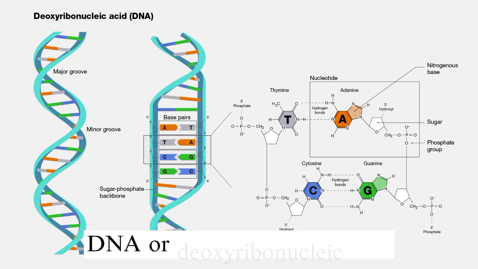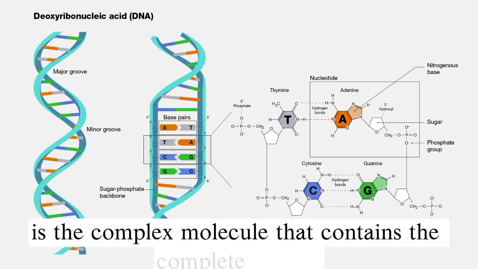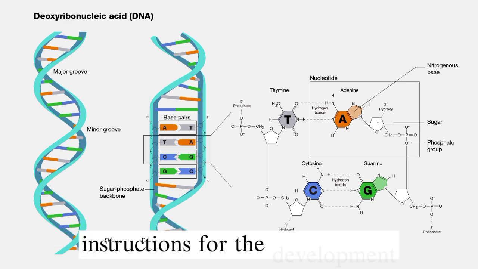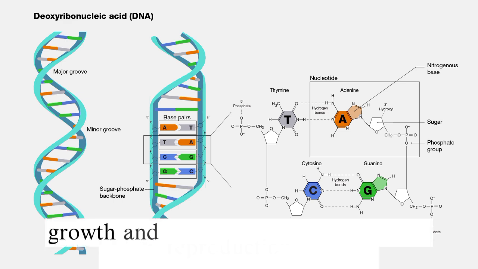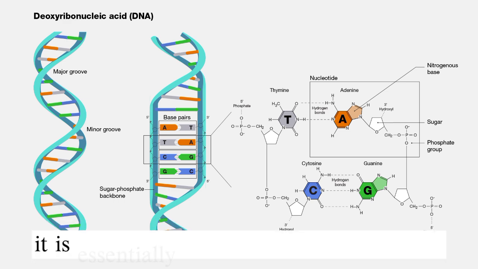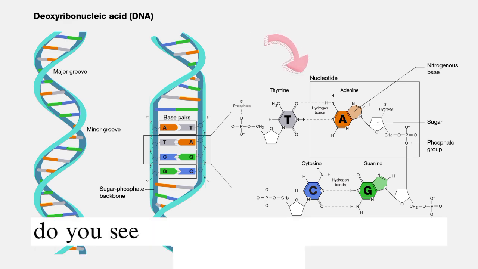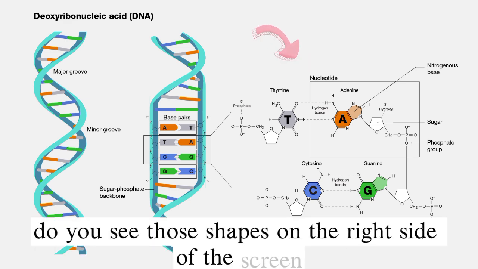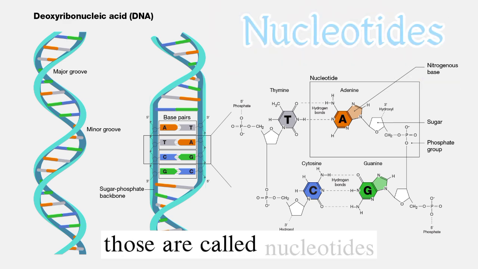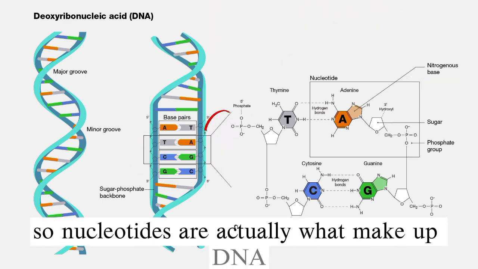DNA, or deoxyribonucleic acid, is the complex molecule that contains the complete genetic instructions for the development, functioning, growth, and reproduction of all known organisms and many viruses. It is essentially the master blueprint of life. Do you see those shapes on the right side of the screen? Those are called nucleotides. So nucleotides are actually what make up DNA.